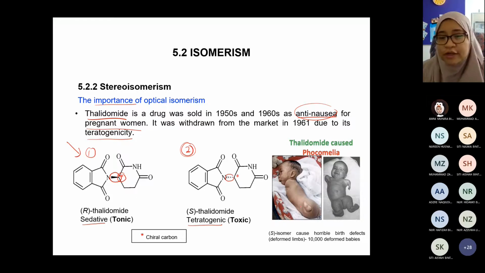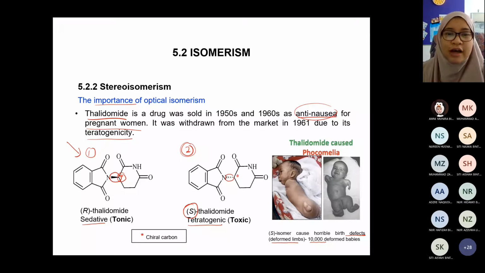Kesian kan? So as isomers, okay, so this is another term that you will learn later, okay, if you would like to study in detail for chemistry. So as isomers is how we differentiate the enantiomers, okay, but we are not going to cover this in our syllabus. So we have S dengan R to differentiate original dengan yang dia punya mirror image. Okay, macam tadilah contohnya. Cause horrible birth defect ataupun deformed limbs. Okay, dia tak fully developed. So 10,000 deformed babies were born, okay, during that time.